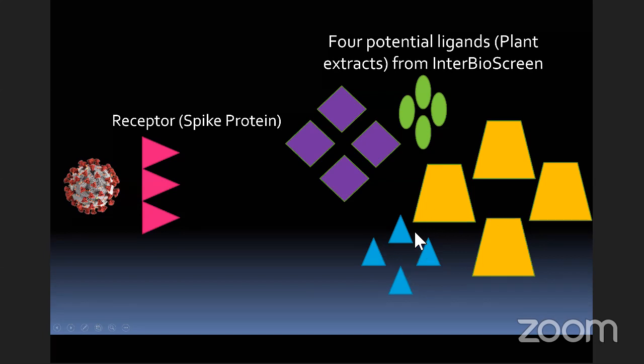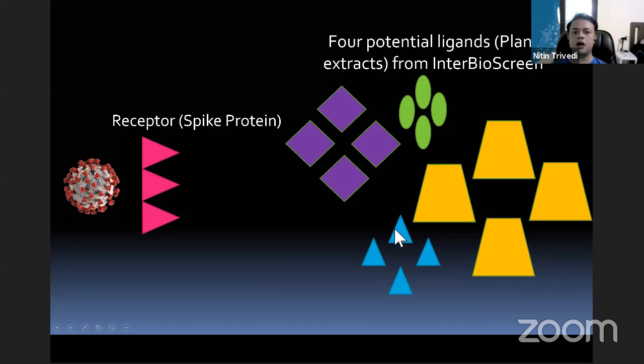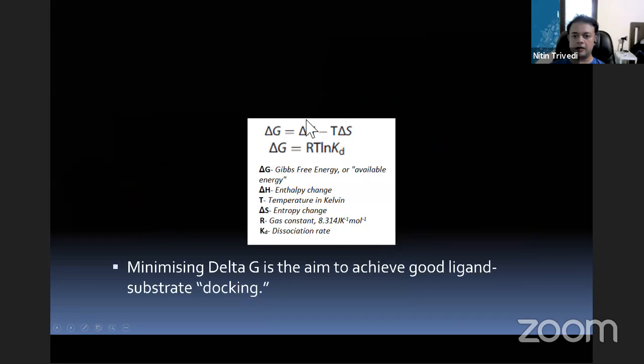The blue one. Yes, the blue one, correct answer. Because the blue one has this kind of shape, this is like a lock and this is a key, right? If the blue plant extract is used, it will simply fit onto it. This is what thermodynamics is all about, the Gibbs and Helmholtz equation. Delta H is the enthalpy and delta G is the Gibbs free energy, connected with enthalpy and entropy. Delta G is equal to delta H minus T delta S. You might have studied it in school physics. So how to minimize this delta G, that is the trick here. The aim is to minimize delta G to achieve very good ligand-substrate docking.